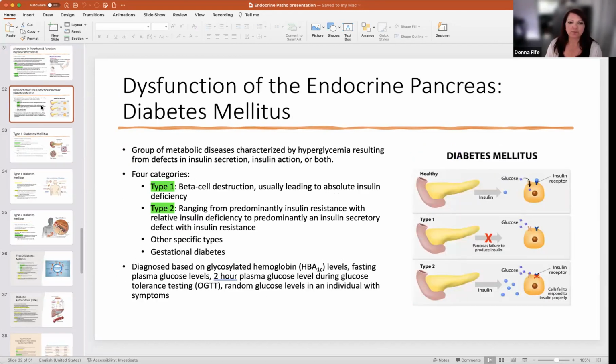Dysfunction of the endocrine pancreas: we have diabetes mellitus. This is a group of metabolic diseases characterized by hyperglycemia resulting from defects in insulin secretion, insulin action, or both of these.